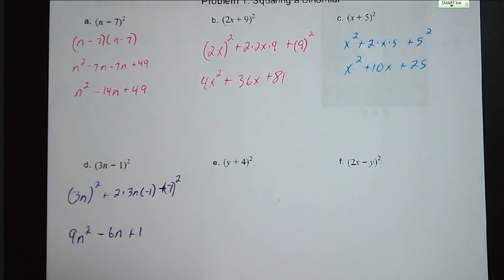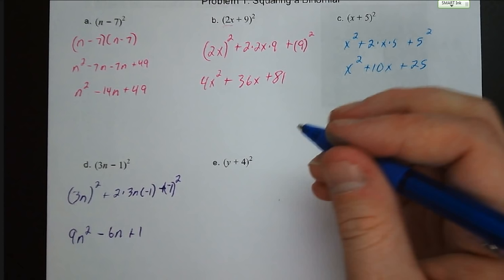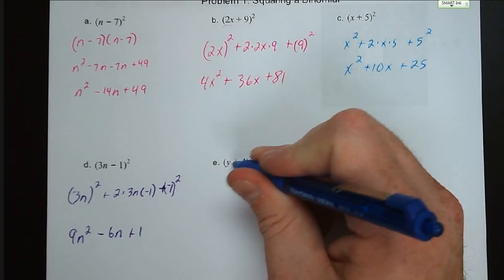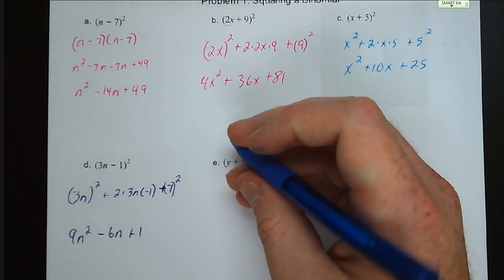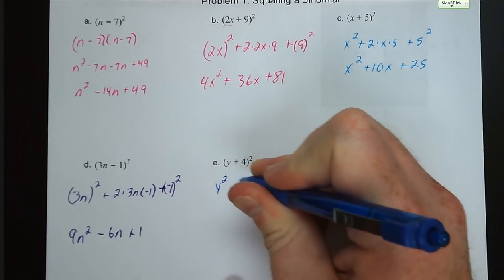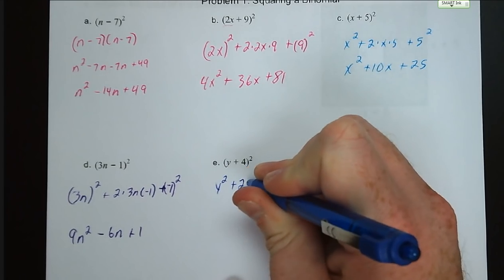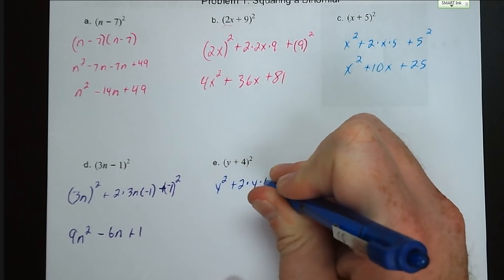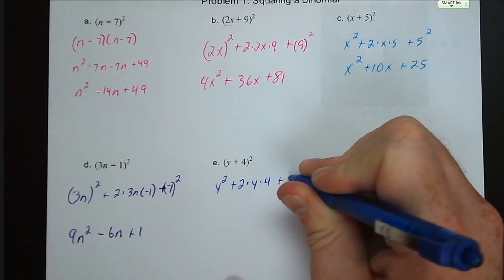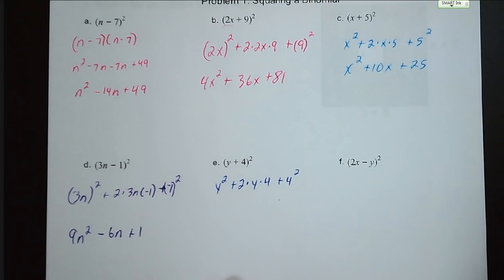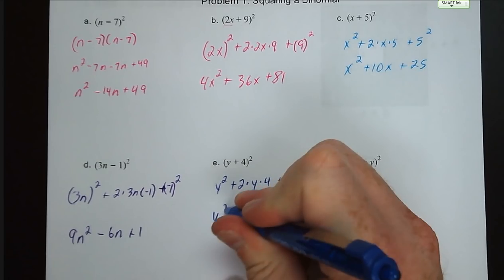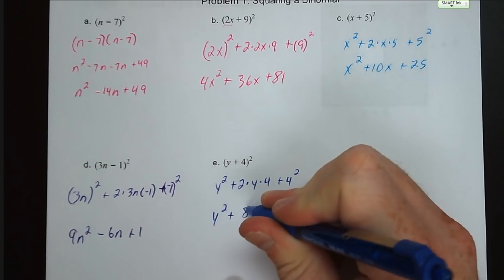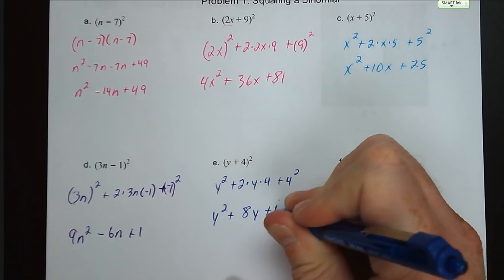Okay. Letter E. We have y plus 4, the quantity squared. So we have y squared plus 2 times y times 4 plus 4 squared. y squared plus 8y plus 16.